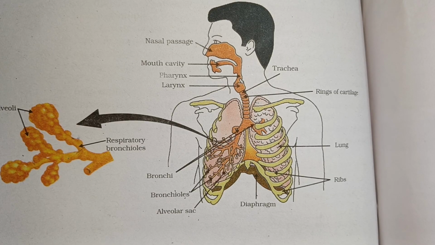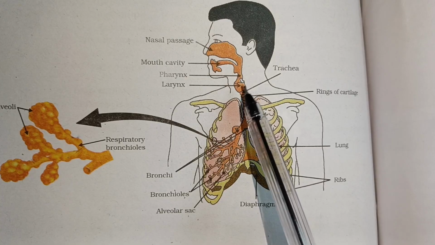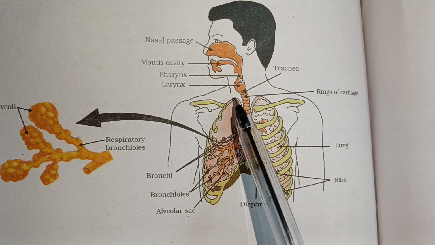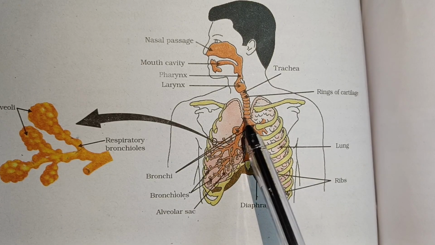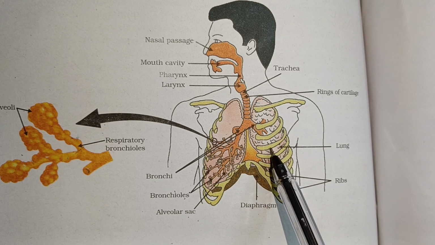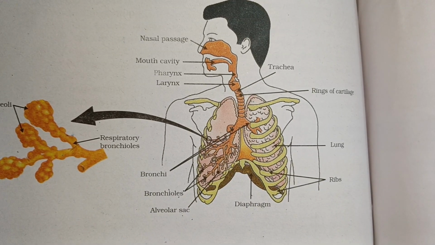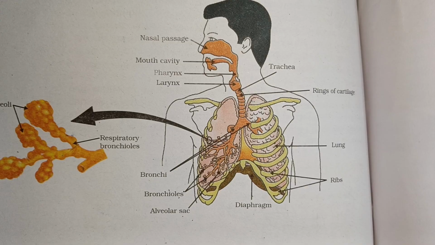So what are the functions here? Mainly the nasal passage takes the air inside, pharynx and larynx are related to sound, and the trachea is a pipe like structure which will help us to take the air to both the lungs, and both the lungs have very small sac like structures called alveoli. So what is the basic structure of a respiratory system? It's alveoli, you have to remember. In digestion the basic structure is villi, and in respiration the basic structure is alveoli, which will help to exchange the gases.